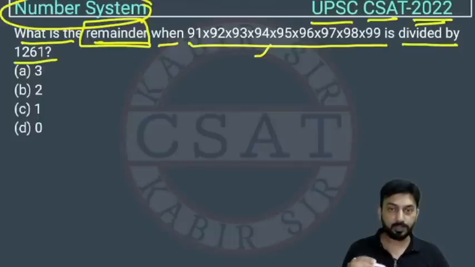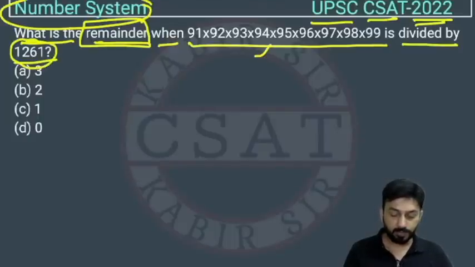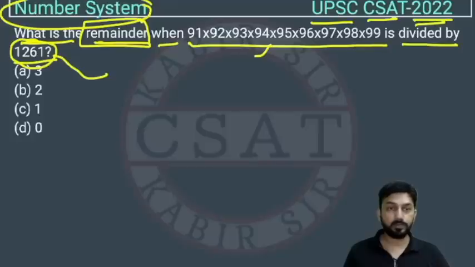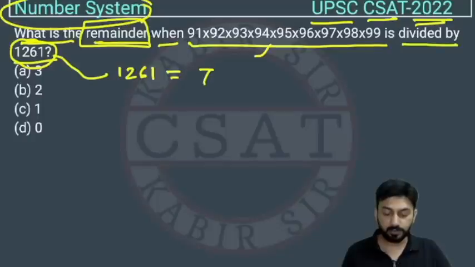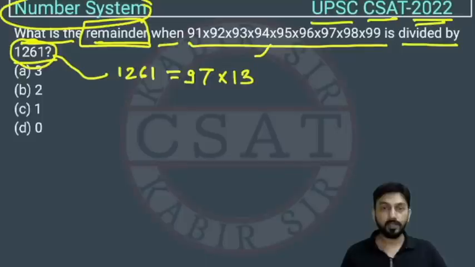So what we have to do in this question? We have to find the prime factor of this number 1261, right? So we have to find the factor. So from the HCF and LCM, as you know, we will find the factor. So the factor of this number will be 97 into 13, right? So this will be the factor. You can calculate it, right?